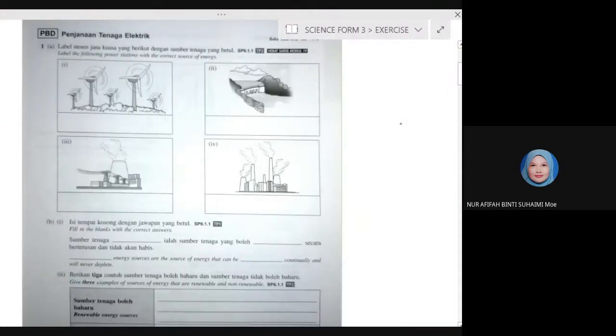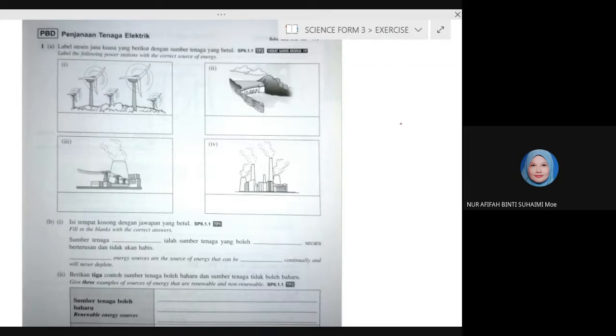Okay, number 1. Ready ya? Ada buku, buat draft sikit lah untuk jawapan ya. Kita bincang sikit-sikit lah. Number 1A, label the following power stations with the correct source of energy.